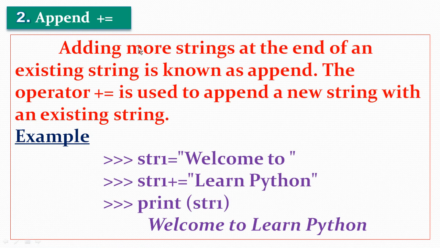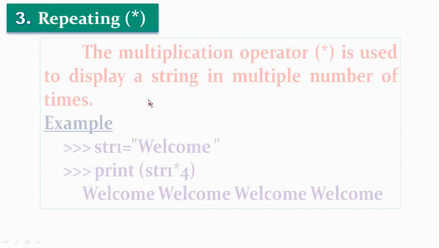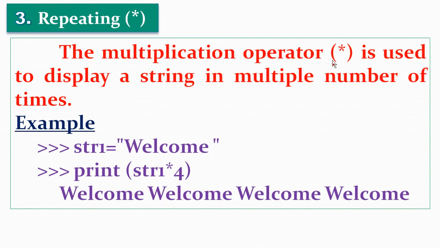The append string operator, and the last and third one is the repeating operator, that is the asterisk. The multiplication operator asterisk is used to display the string multiple times. Here str1 equals welcome, print str1 asterisk 4, which means welcome is displayed 4 times.